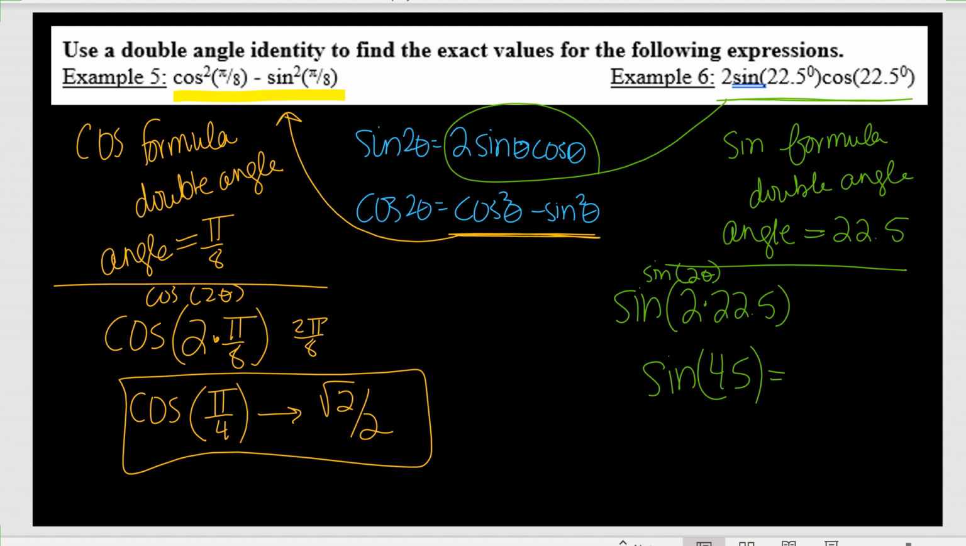Hey, that's an easy one. It's the same thing as cosine of pi over 4. The x and y coordinates are the same at 45 degrees or at pi over 4. So sine of 45 degrees is square root 2 over 2.